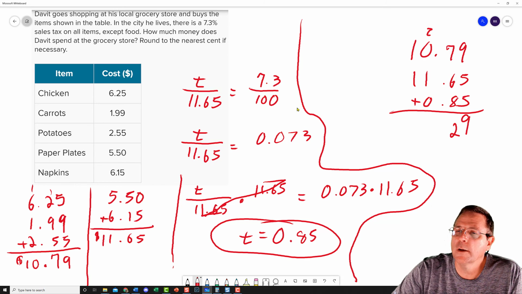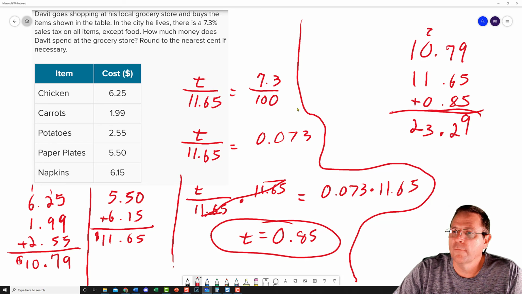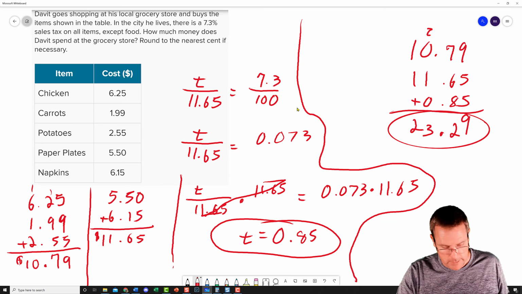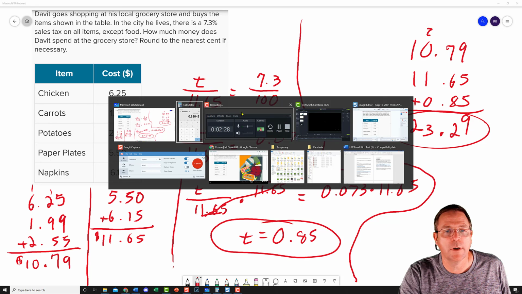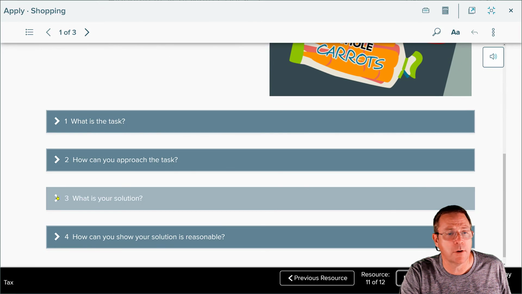Brain is definitely getting tired. 2 plus 0 plus 1 plus 0 is going to give me a 3. Decimal comes straight down. And a 2. So the final answer, if we did our math right, is going to be $23.29. Please let that be the right answer, because I just want to quit.